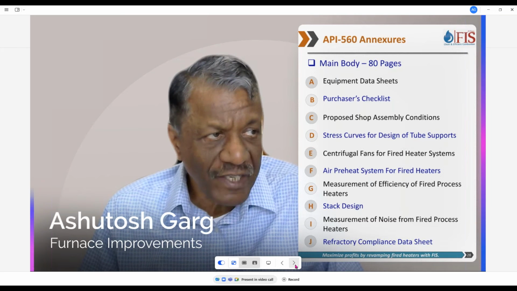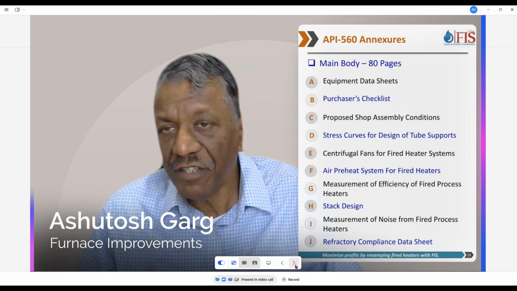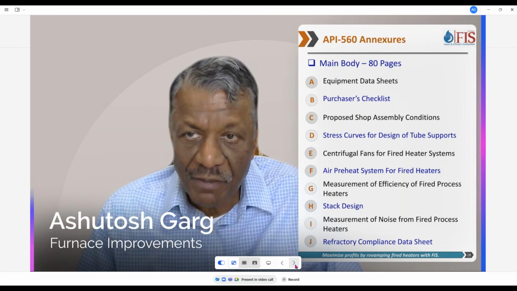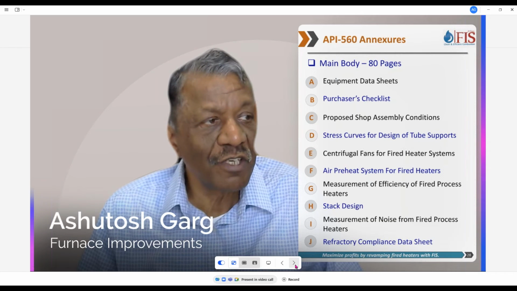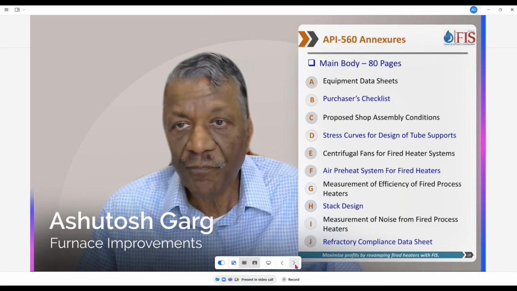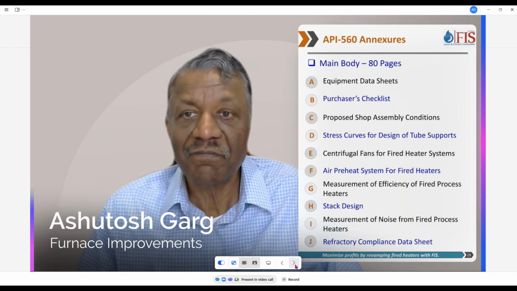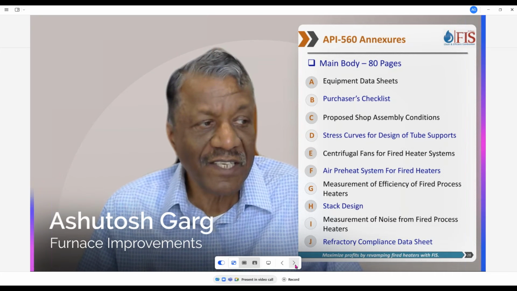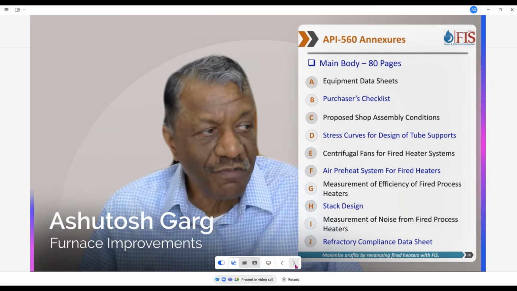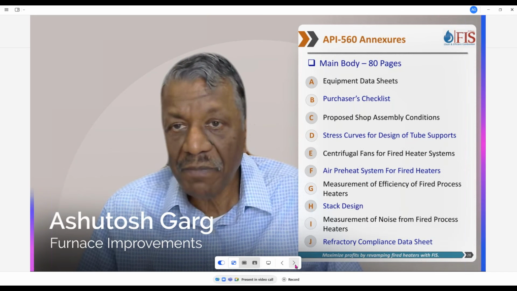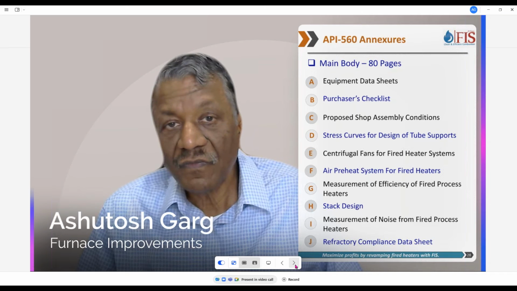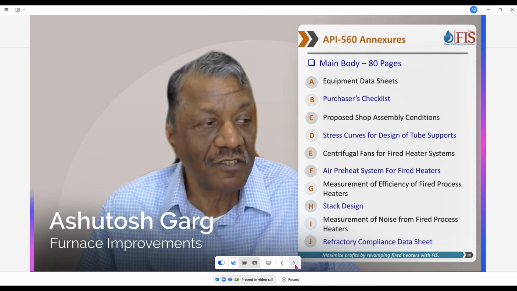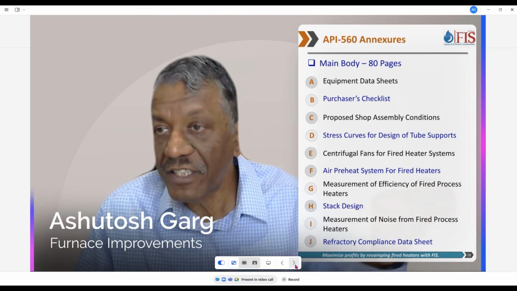There are equipment data sheets, very comprehensive equipment data sheets. There is a purchaser checklist. There is a shop assembly checklist. There are stress curves for designing of tube supports, centrifugal fans, air feeding system, how to measure efficiency, stack design, measurement of noise from fire heaters, refractory compliance. So API 560 is a very good document actually. I mean, it covers everything.